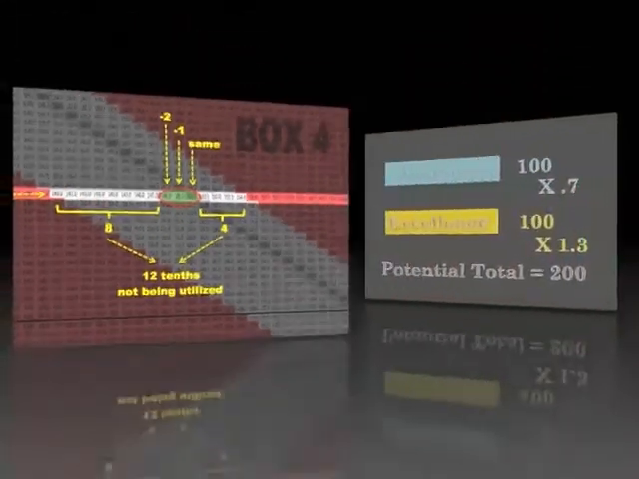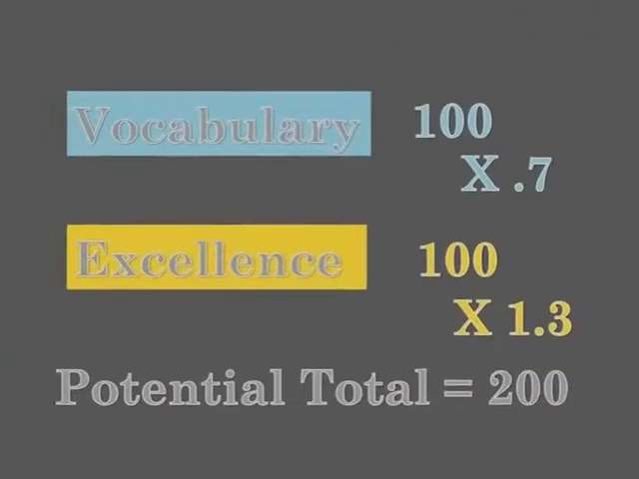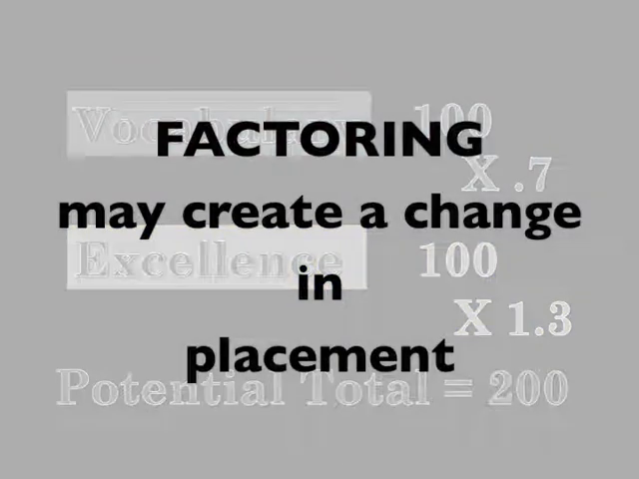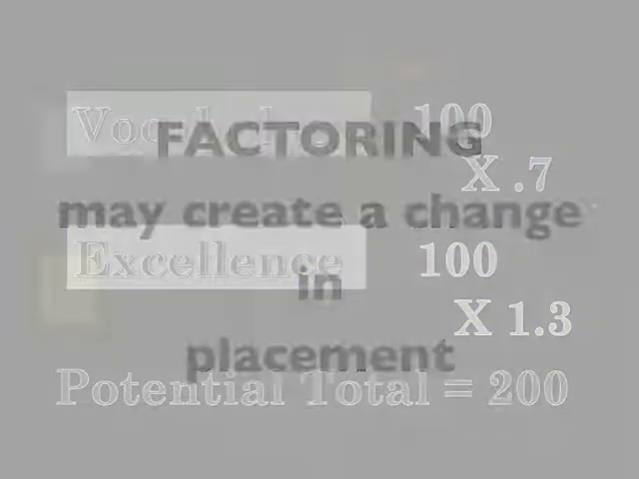Now, it's important to understand that each of these subcaptions are factored separately, obviously one greater than the other. This means that when considering the raw bottom line scores, this is before factoring, and then comparing them to the factored bottom line scores, these are factored totals, there may be changes in placement. Here's an example.